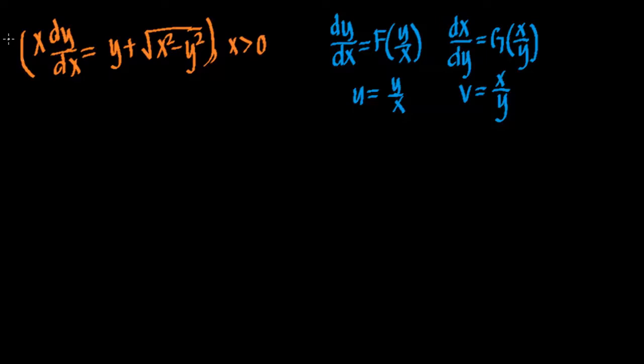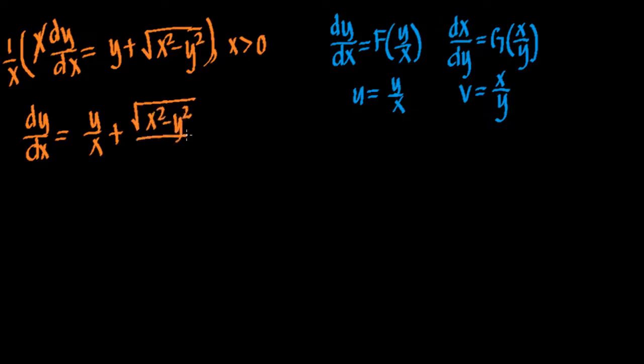We'll multiply 1 over x to both sides of the equation, canceling the x. We're left with dy over dx is equal to y over x, since 1 over x distributed to y, plus the square root of x squared minus y squared over x. Now, take note here that x is just equal to the square root of x squared, since the values of x are greater than 0, so we can neglect the negative.